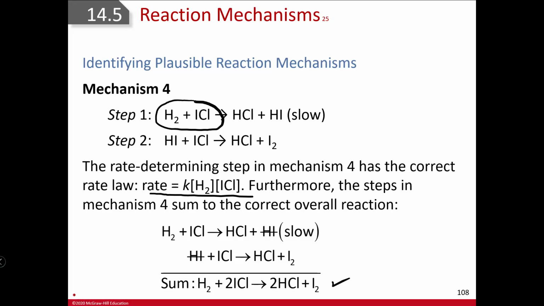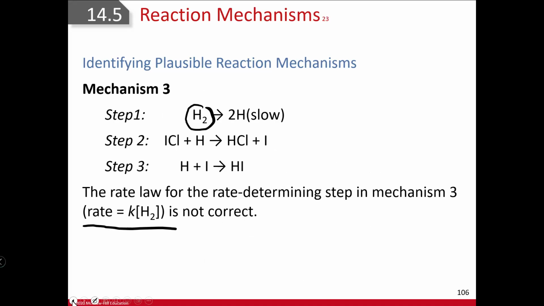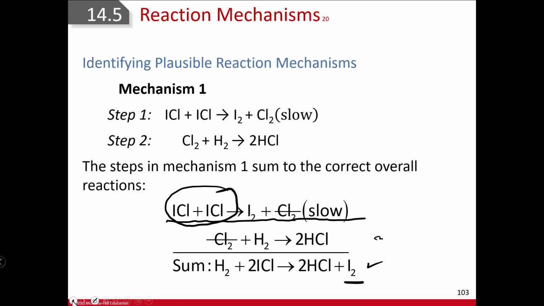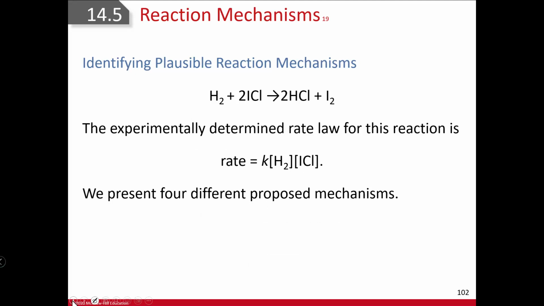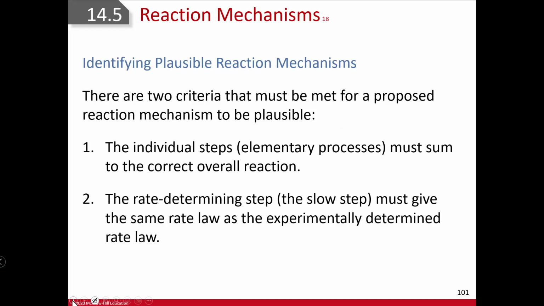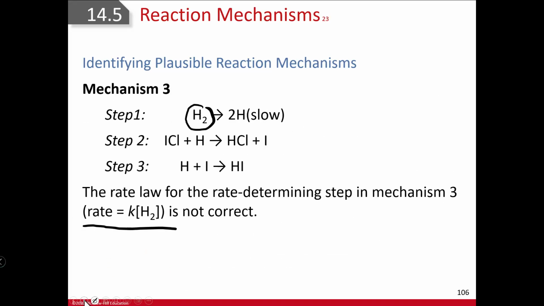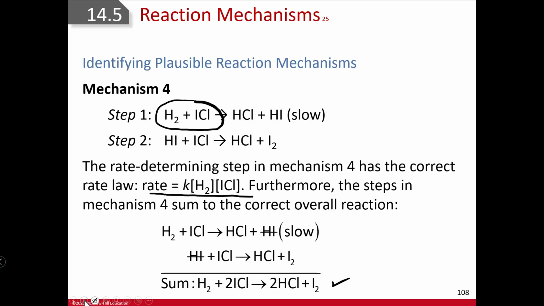Let's just go back again to prove it. All right, so there's our overall reaction. That's got to be met, and the rate law has to be met. And let's just go back one more slide to make sure we can speak the language. So for this, they're saying criterion 1 is that when we add up the elementary steps, they have to equal the overall reaction. And criterion 2 is that the rate laws match. And so when we go back and look at mechanism 4, we get that.